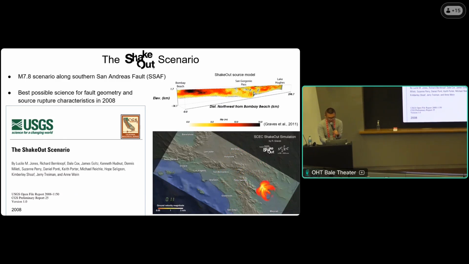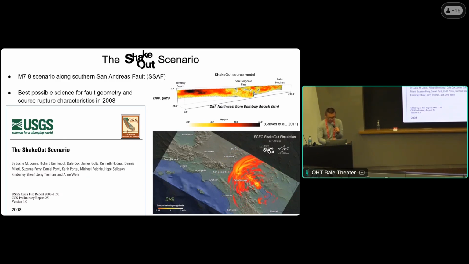To talk about this, we need to go back in time. In 2008, the United States Geological Survey initiated a ShakeOut scenario in order to promote awareness and preparedness for the impacts of major events.